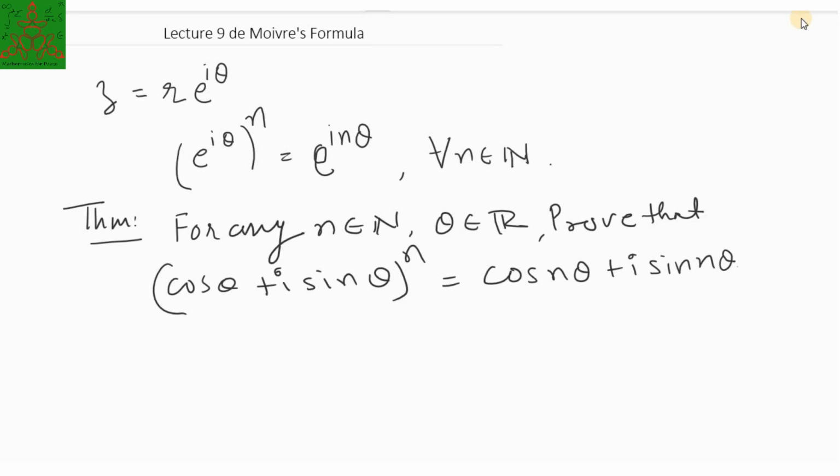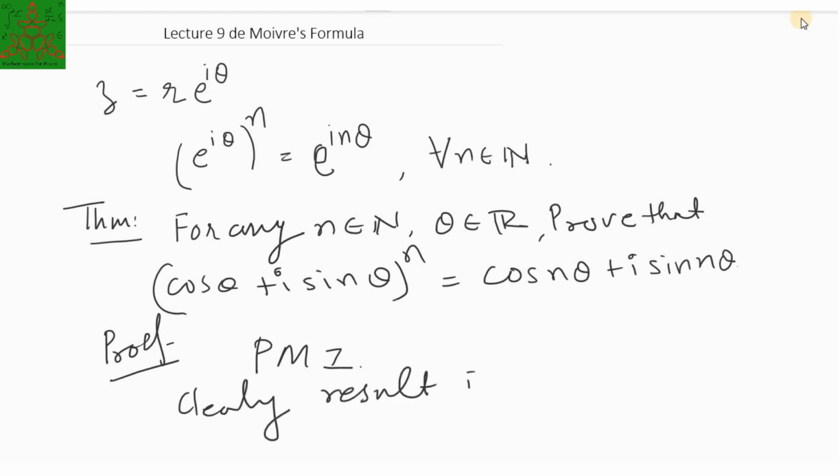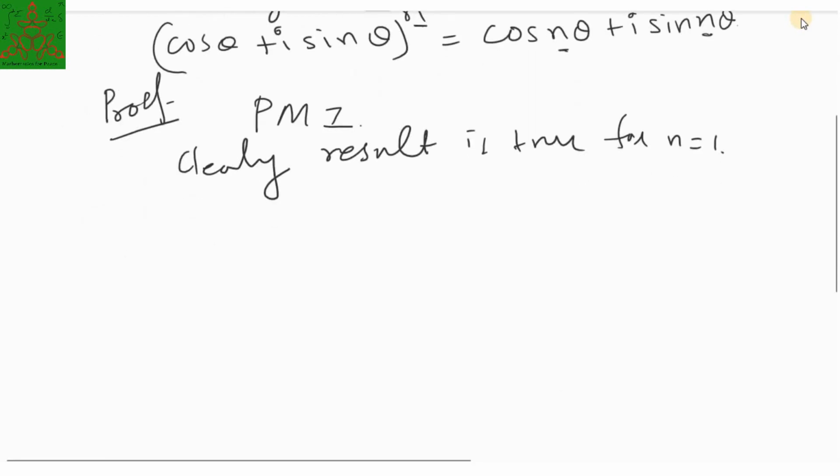We are trying to prove this formula using the principle of mathematical induction. PMI is the tool to prove this. Obviously the result is true for n equal to 1. You can see that if we put n equal to 1 here, this is cos theta plus i sin theta equal to cos theta plus i sin theta. It is the same identity on both sides.